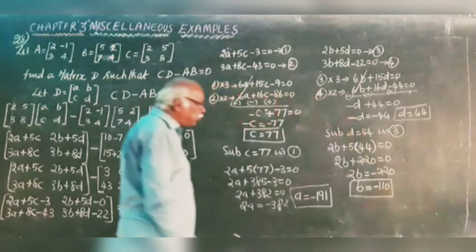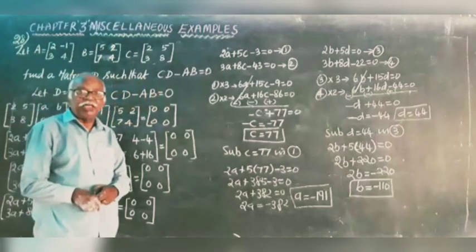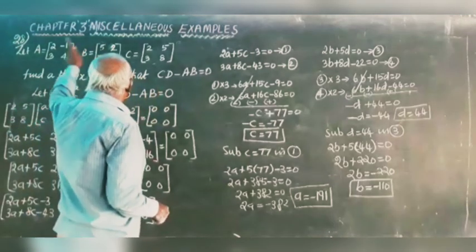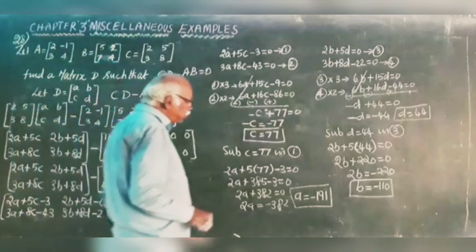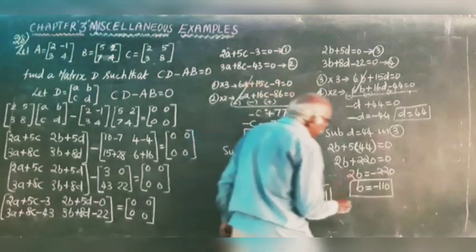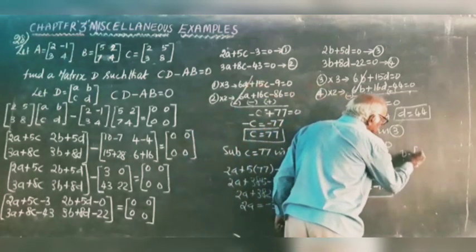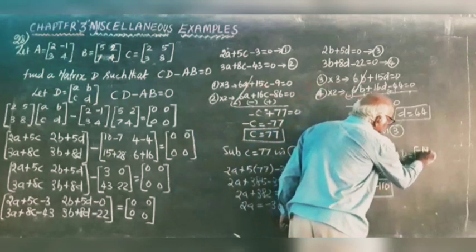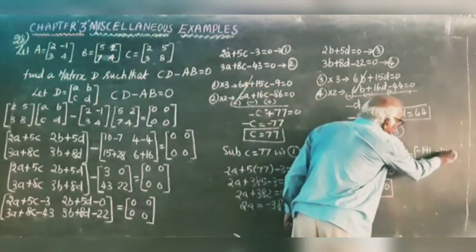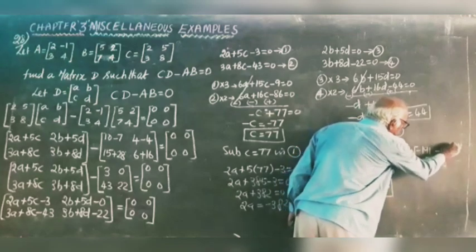So we got the values a minus 191, b minus 110, c 77, d 44. Now substitute in D. Therefore the required D matrix is [minus 191, minus 110; 77, 44].